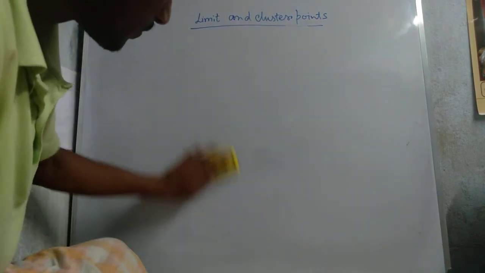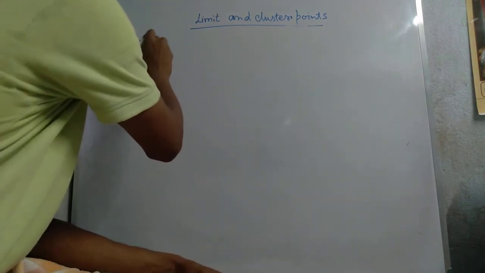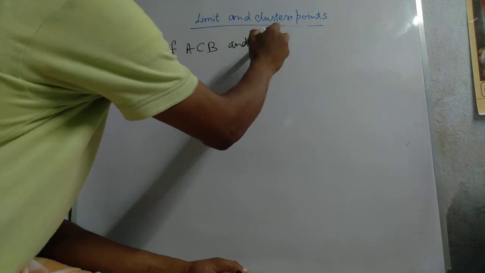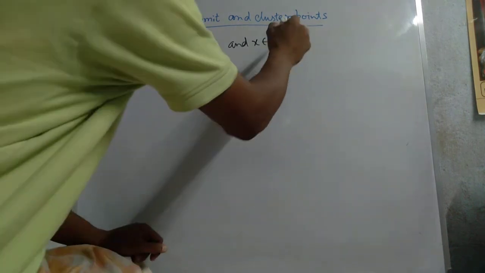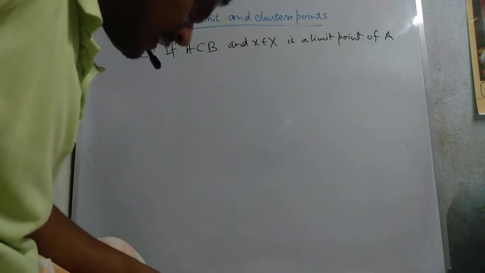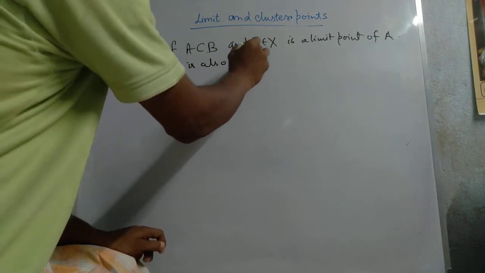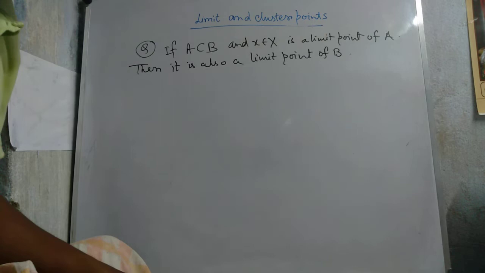Next thing we deal with now, one question: if A is a subset of B, and x belonging to X is a limit point of A, then it is also a limit point of B. How do we do it?